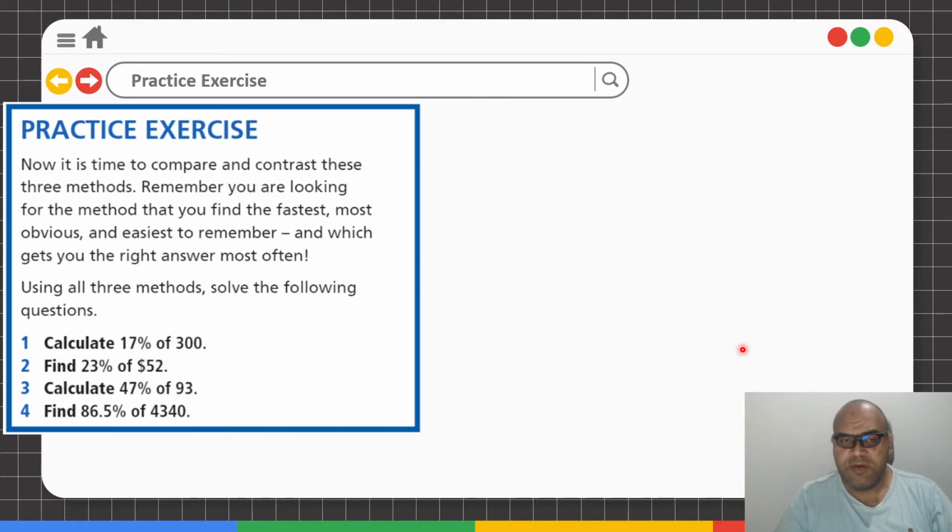Method number 1, 2, or 3. Just go back in the video and be sure how to solve it. But how to do it.